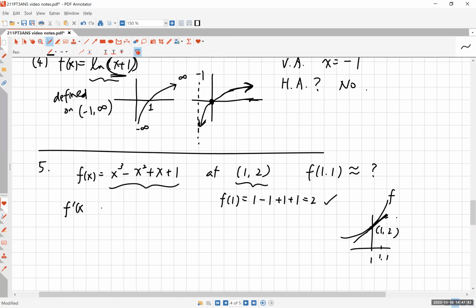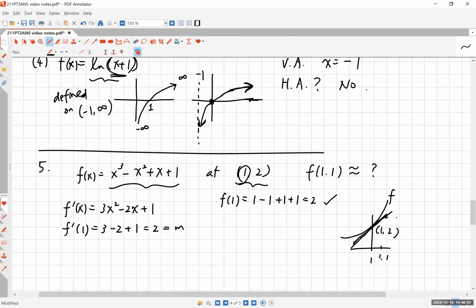Let's take the derivative now. It's 3x squared minus 2x plus 1. If you evaluate this at 1, because that's the x value at which we are asking this question, that's 3 minus 2 plus 1, and that's 2. And this is the slope of the tangent line, this tangent line right here, right?